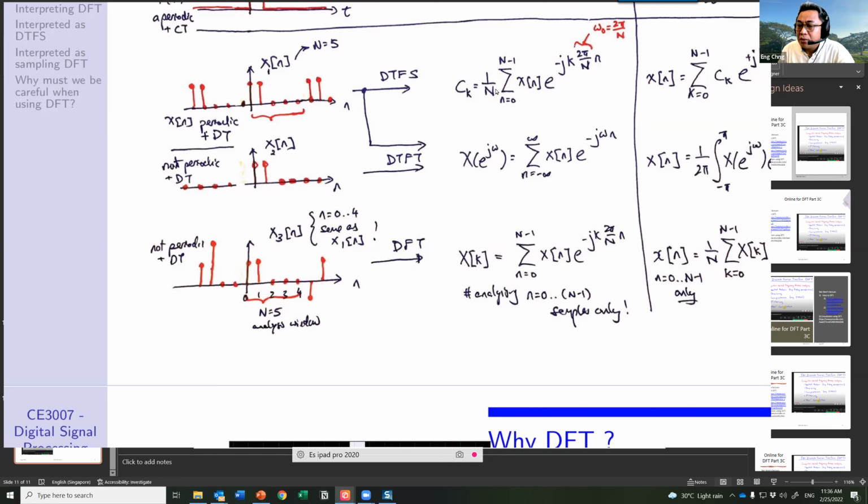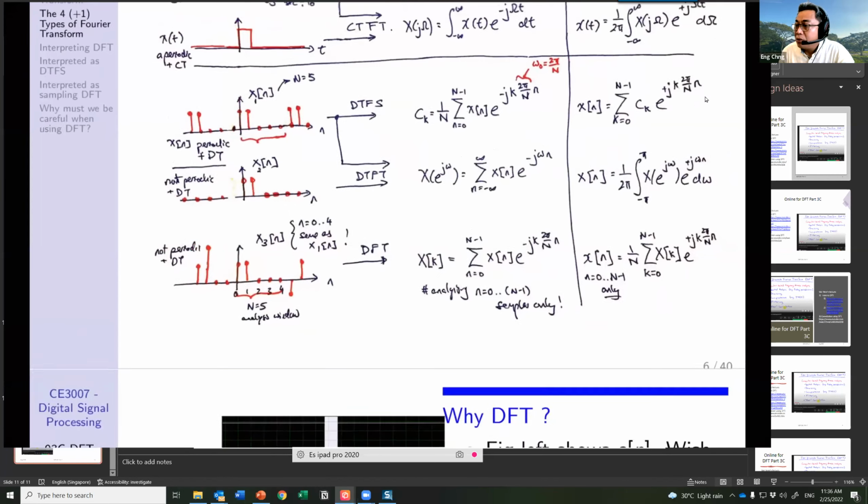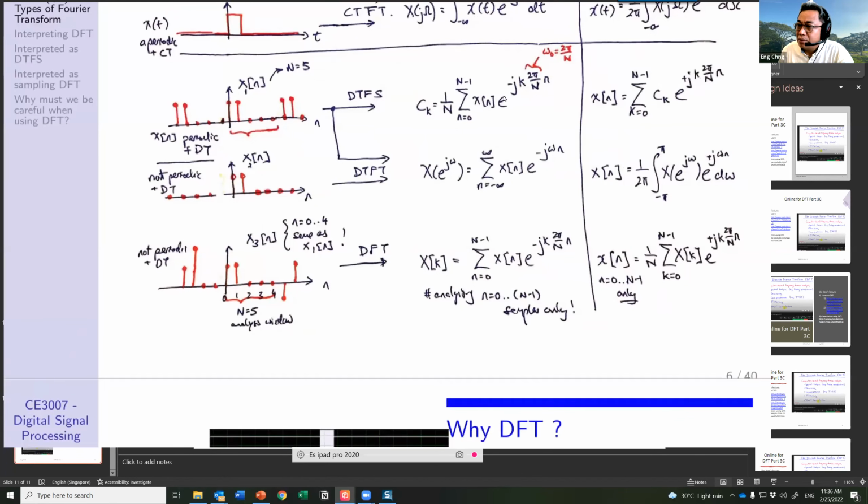Now, let's go back and see what is DTFS. If we can generate the coefficient ck from k equals 0 to n minus 1, then we can take this ck and use it to regenerate xn. Now, if you remember, there's a 1 over n here, and this guy has no 1 over n, therefore the 1 over n appears here. Okay, so there's actually no difference whatsoever, except this 1 over n moving around these 2 places.